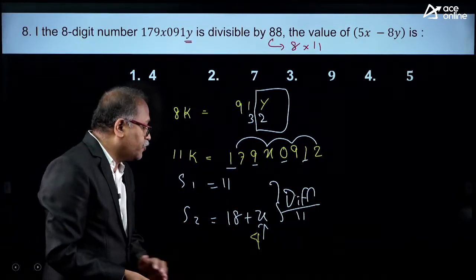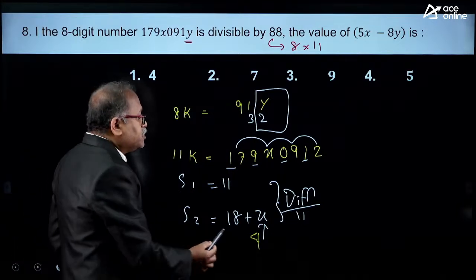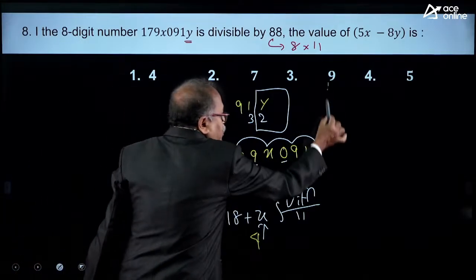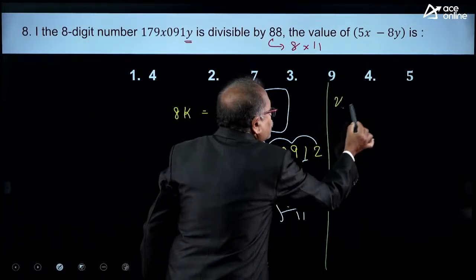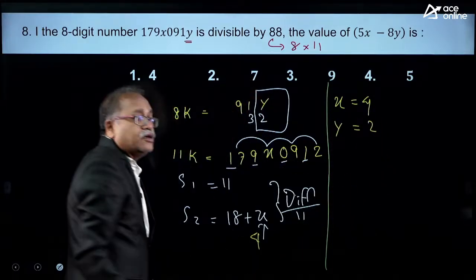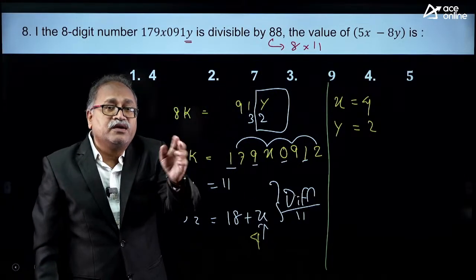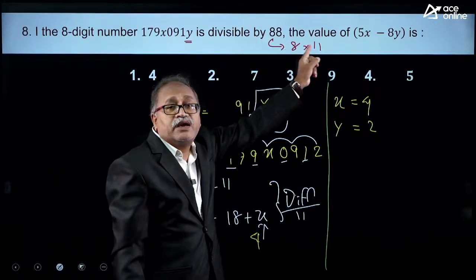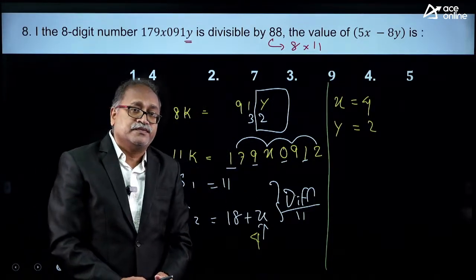So we got the value of x. What is y? I am just writing it here for your clarification. What are x and y we got? The x is equal to 4 and y is equal to 2. In that case, the number is divisible by 8 and also divisible by 11. 8 and 11 are co-prime. Therefore, the whole number is divisible by the product of the co-primes, that is 8 and 11, which is 88.